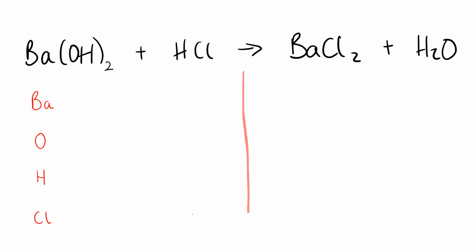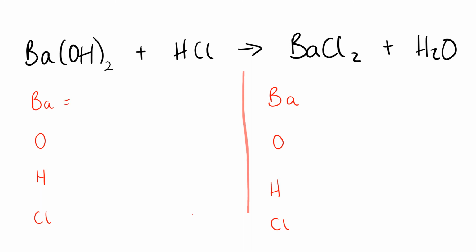Now the oxygen and hydrogen are together in the hydroxide ion, but they are separate elements, so they need to be listed separately. And hydrogen is here twice, but we only need to put it in our list once. On the right hand side we've got barium, the oxygens, the hydrogens, and the chlorines. So we do have all of the same elements on the left and on the right.